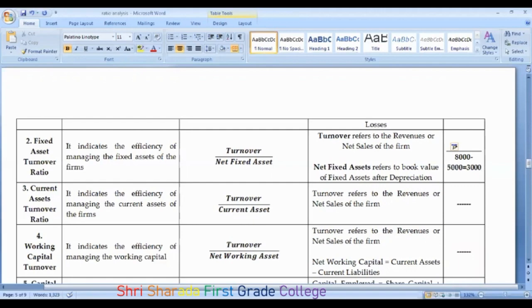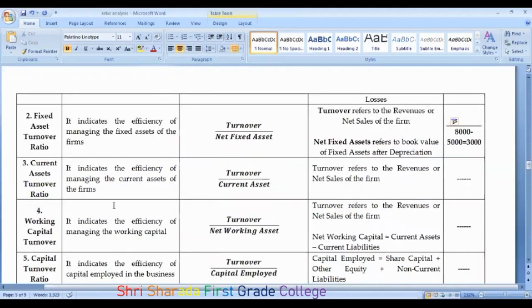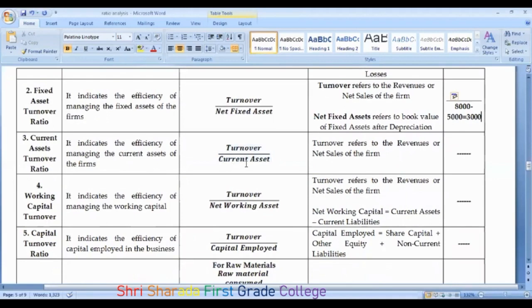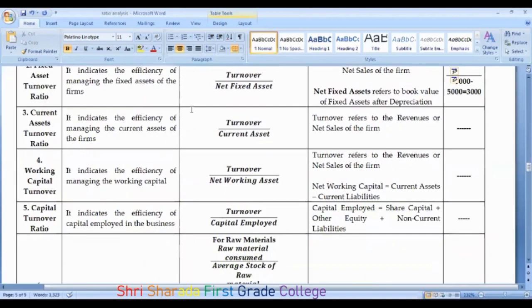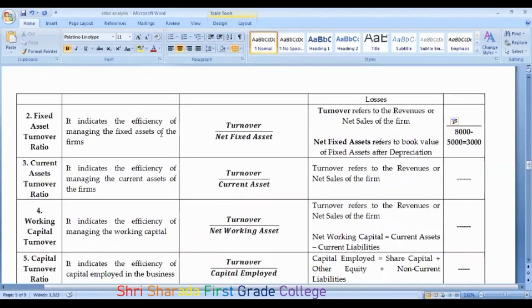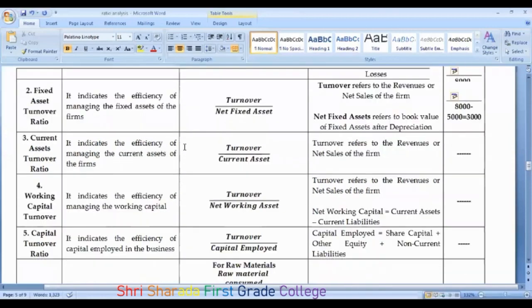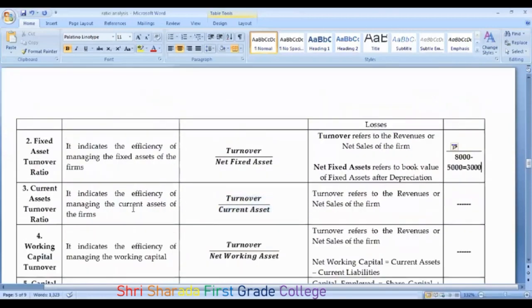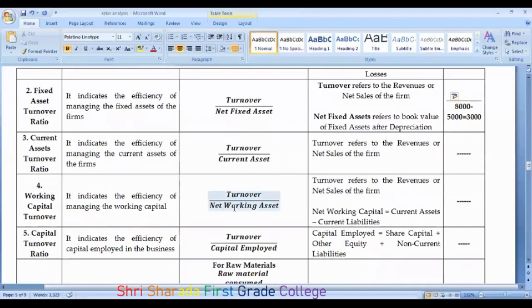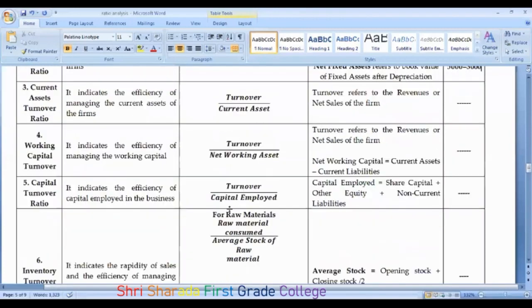And one more, the current assets turnover ratio. Turnover with the current assets. The turnover refers to the revenue or the net sales of the firm. These are all indicated in order to find out how efficiently the company can manage its turnover by keeping these fixed assets, or with the current assets, or with the working capital, or with any capital employed. So there is working capital, and turnover will be compared with the working capital.